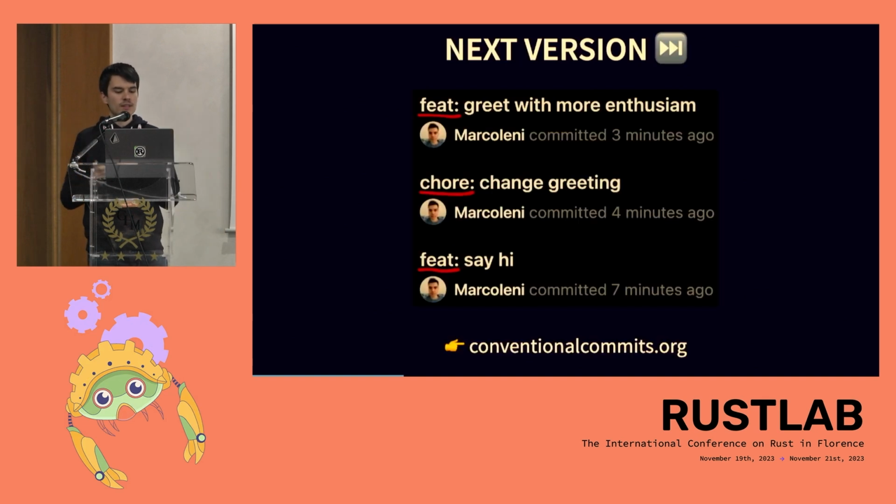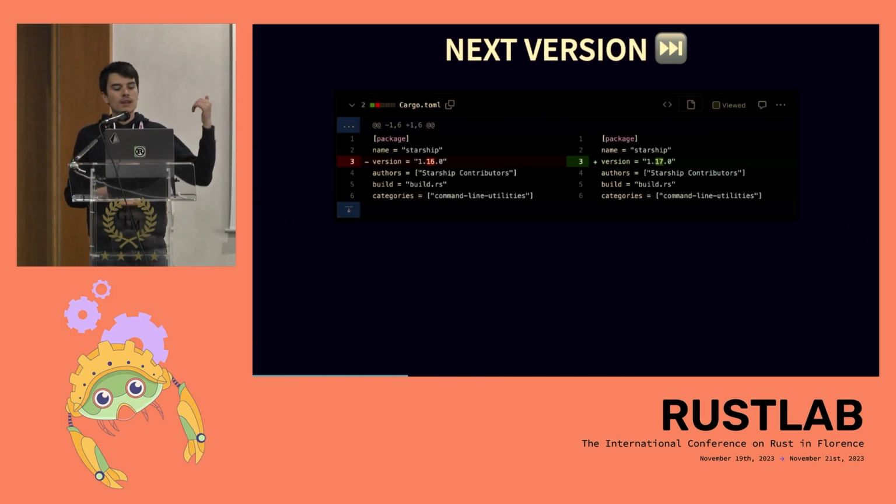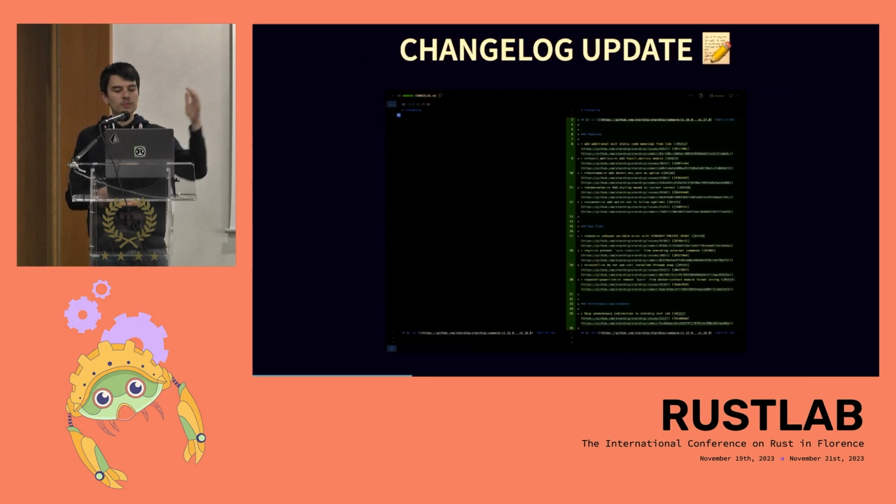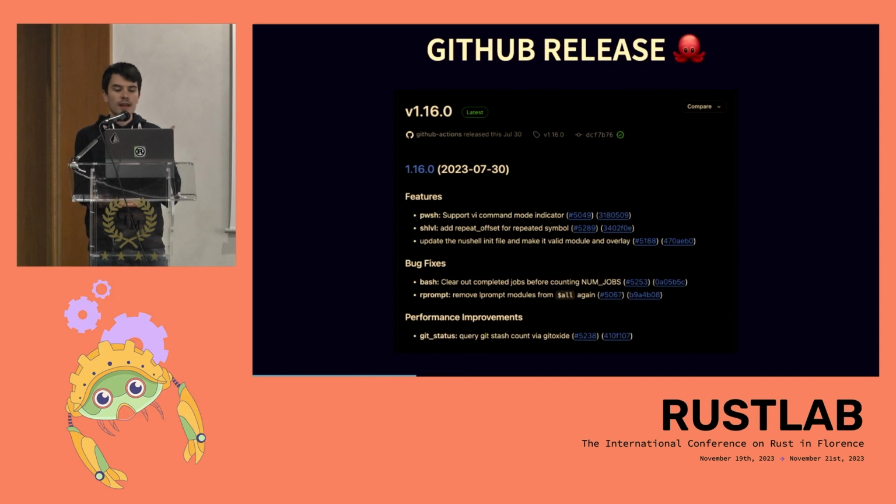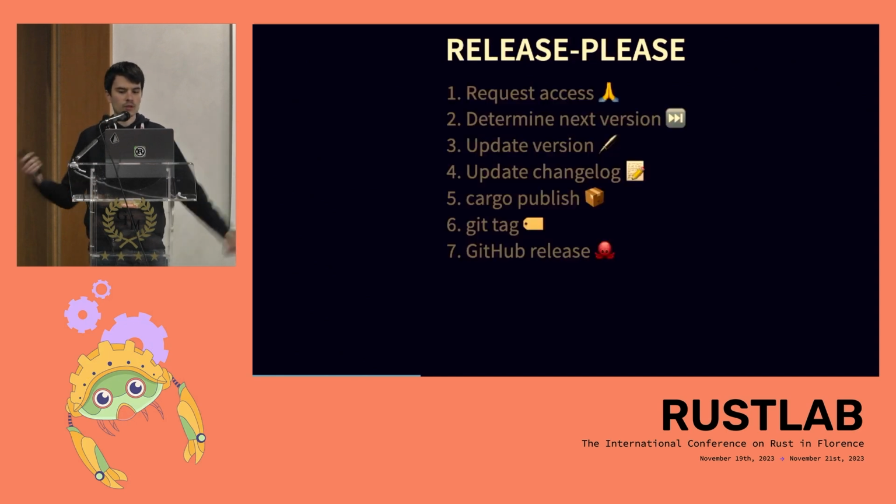So how does it determine the next version? It uses conventional commits. It checks if you have chores, if you have features, and it determines the next version. Once it determines the next version, it writes it into the Cargo.toml of your project, and it updates the changelog with all the commits that it identified. And as I was saying, once you merge the PR, it creates the git tag and the GitHub release.